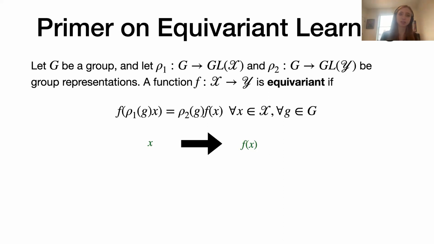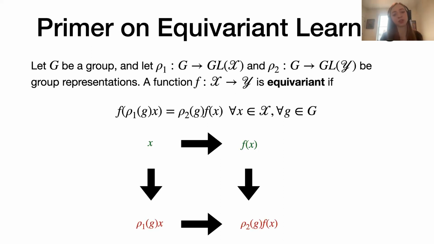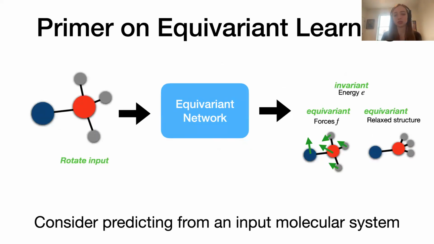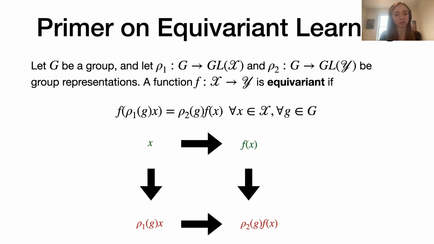X maps to f of X. That's just the definition of f. But if you transform X according to the group, the output of this function also transforms. And this, of course, comes up in lots of fun applications like predicting energy and forces from a molecular system. If you rotate the input, you should either be rotating the output in the case of forces or preserving the same output in the case of energy. And so, okay, this was our commutativity diagram.